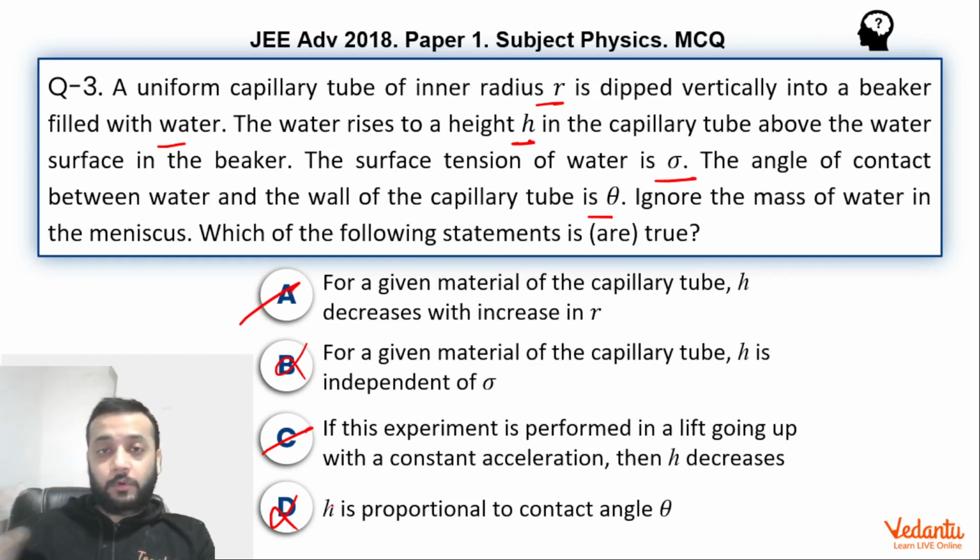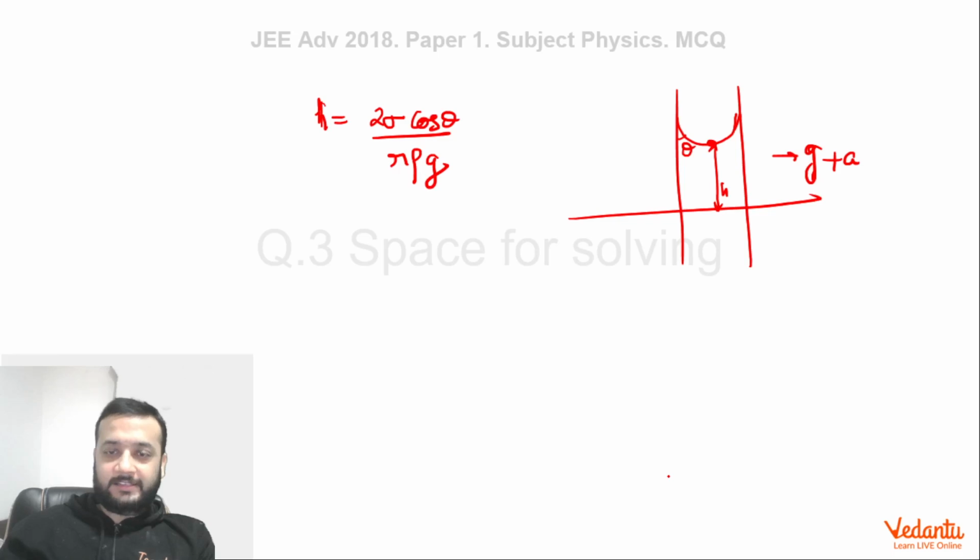But there was one more reason because of which many students got it wrong. Not many, I would say, but few very good students. Now if you read option C, this option created a very slight ambiguity. If this experiment is performed in a lift going up with a constant acceleration, then h decreases. Is this always right? If you read the language carefully, performed in a lift going up with a constant acceleration, h decreases. Let us see.